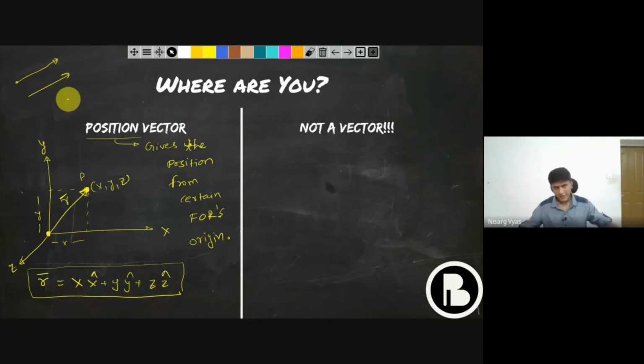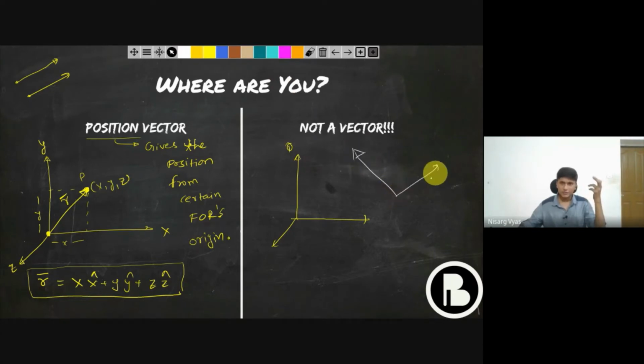Then in any reference frame, any set of axes, these two are equal vectors. So this is not a vector in that sense. Suppose this is one reference frame, and there is another reference frame which is not like this. Suppose the other reference frame is rotating, maybe on a big merry-go-round. So this is another reference frame, and this is the first reference frame.